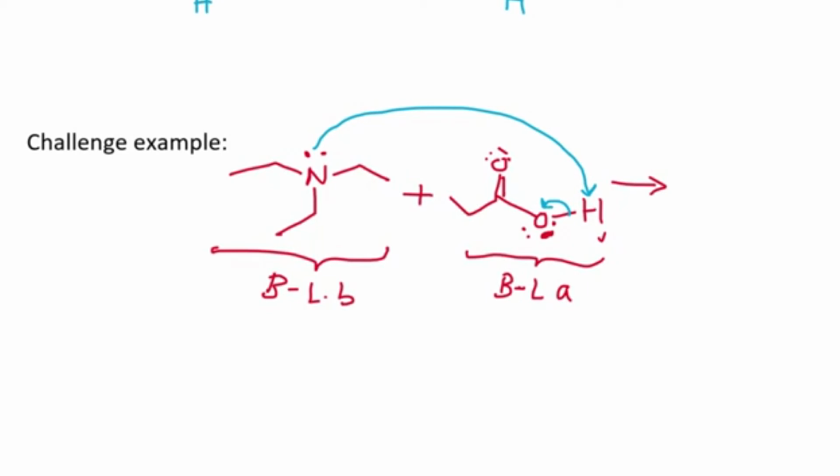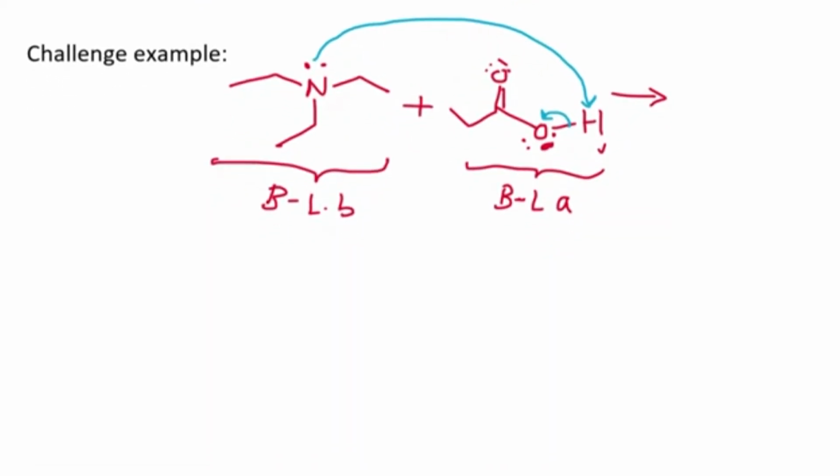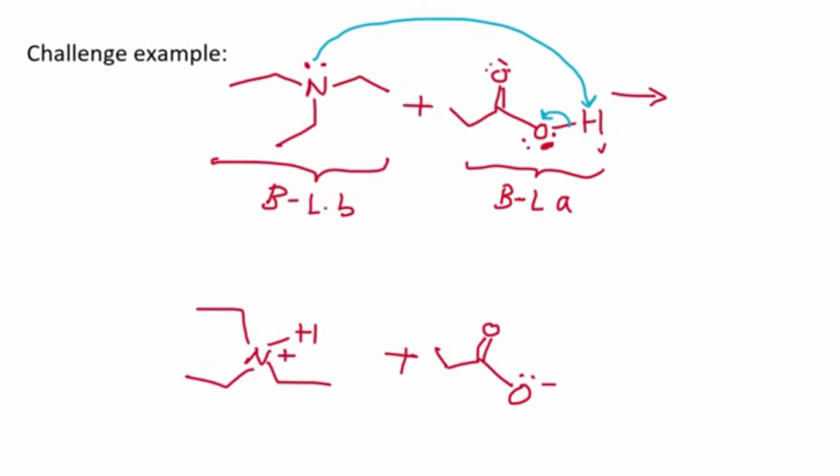So as a result of that, what we get as our final products is as follows. We have a positive charge on the nitrogen, with our other substituents attached to the nitrogen, and then on our other side we form our other product right there, where we have a negative charge on the oxygen.